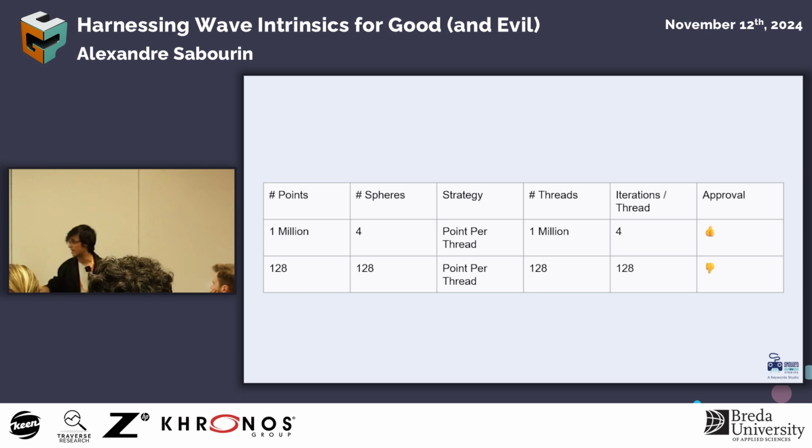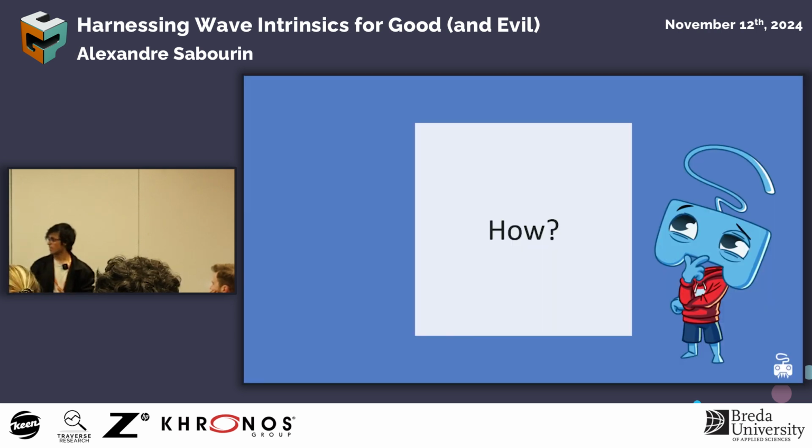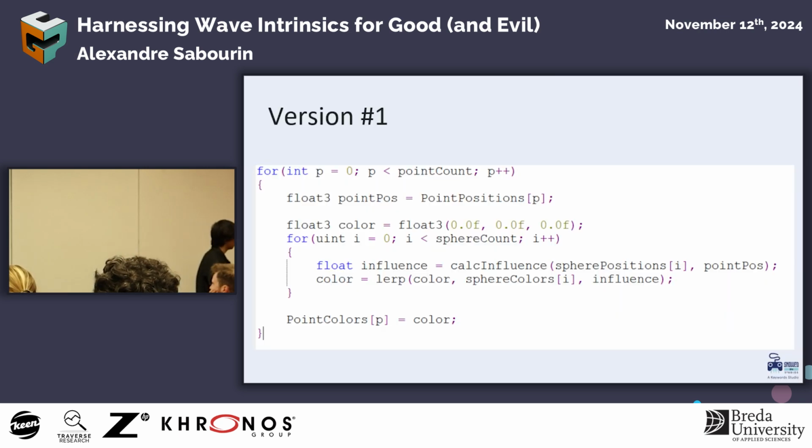Thankfully, we can do better than that. We can spawn a thread per point-sphere pair. If we were able to do that, we would be able to spawn 16,000 threads instead of 128 threads, and then each thread does a little bit of work instead of a lot of work. We'll go into a bit more detail on how we could implement that.